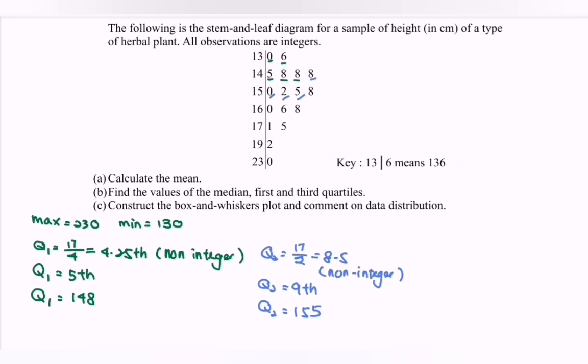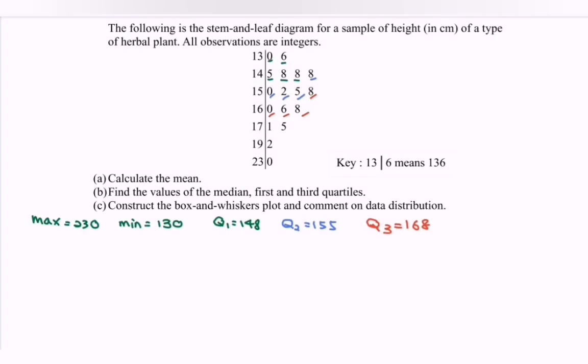Next, the third quartile. So Q3 will be equals to 3 over 4 multiplied with the 17. Then we will have 12.75. Again, non-integer. So if we round up the situation, it will be the 13th term. So just now we have the 9, 10, 11, 12, 13. So the third quartile will be equals to 168.